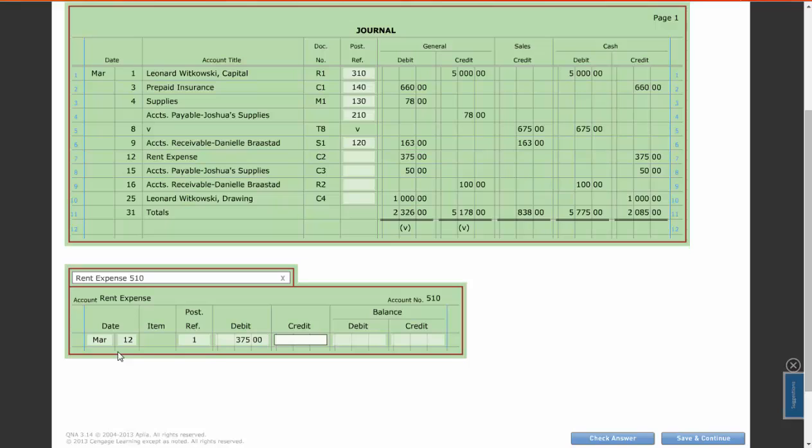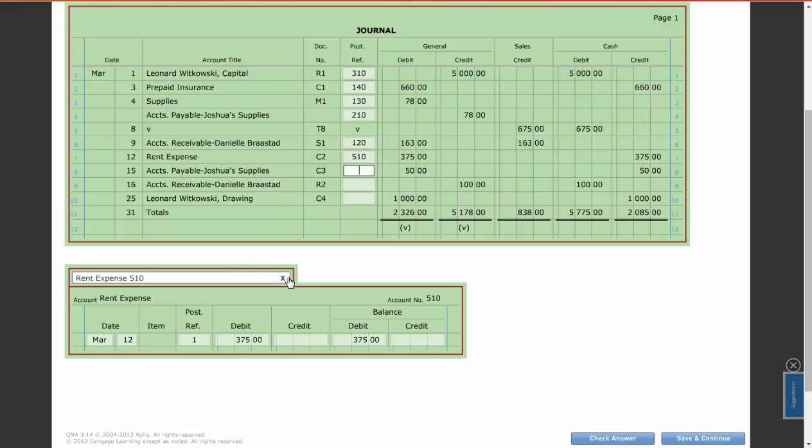Hannah, what's my balance? What was my balance before the transaction? Before this transaction, 0. And what did I just do because of this transaction? I did what? So if I have a 0 and I have a debit of $375, what's my balance? $375 as a debit. You said credit before. So then we'll go ahead and put 510 back up on the account title.